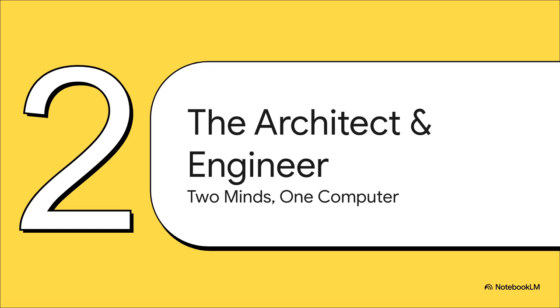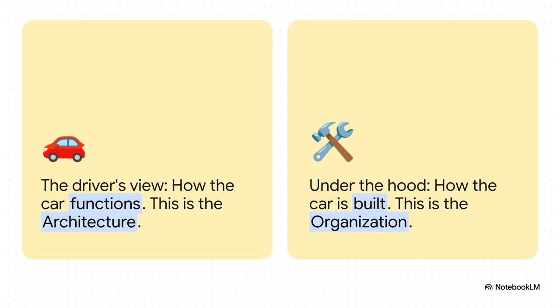Well, it really helps to think of it as two different roles, two different minds. You've got the architect who dreams up the blueprint, and then you've got the engineer who figures out how to actually build the thing. The best way to get this is with a car analogy. Think about it. When you're the driver, all you need to know is what the controls do. Turn the wheel, the car turns, press the gas, the car goes. That's the architecture. You don't need to know how it works under the hood, right? Whether it's power steering or what kind of engine it is. All those details are the organization.